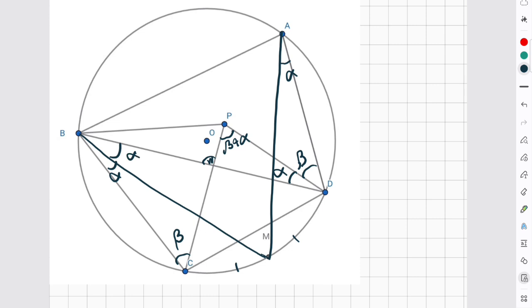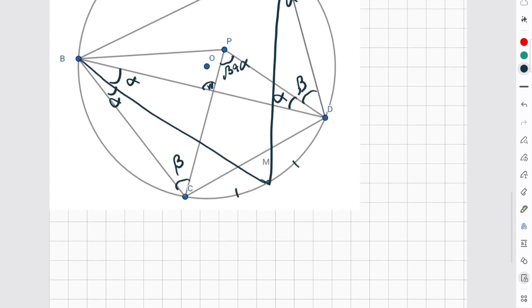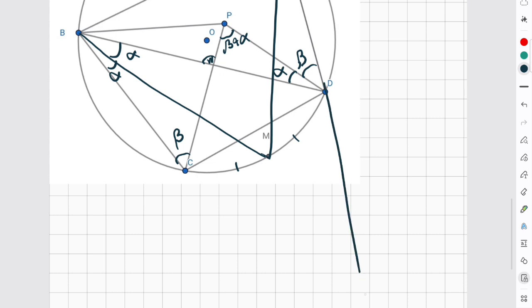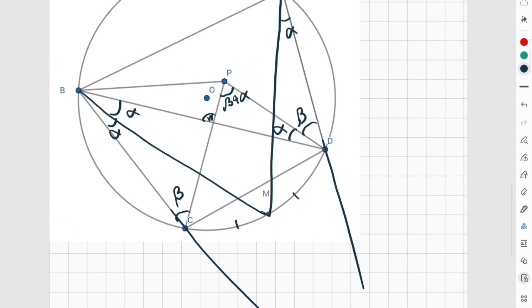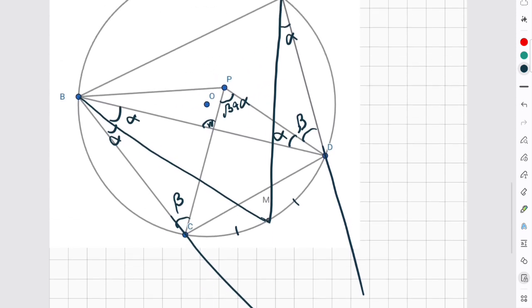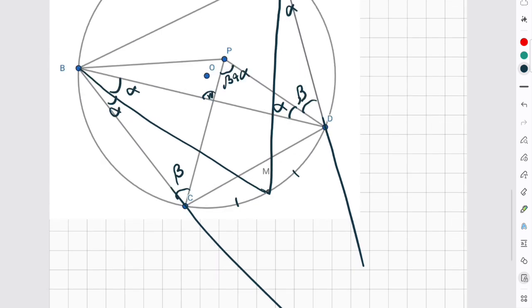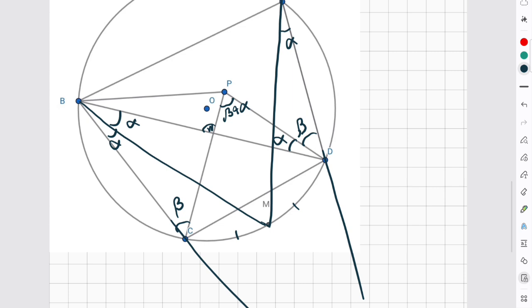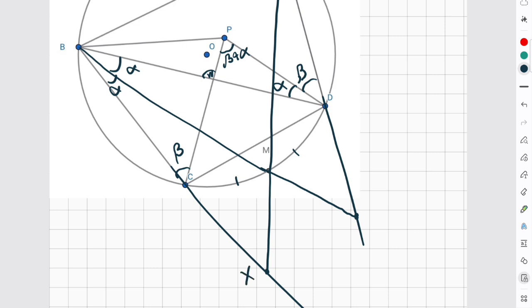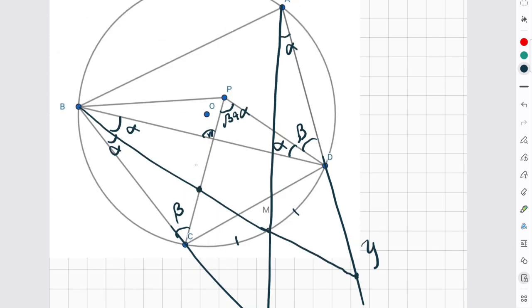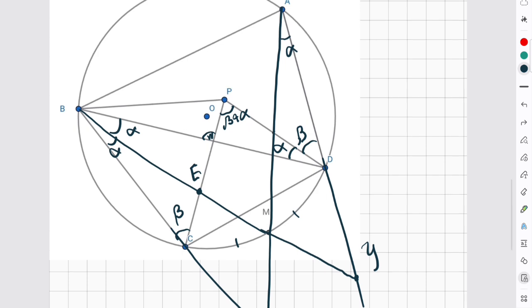Let's extend the lines BC and AD. And then let's extend the lines BM and AM as well. And let's also intersect them with the extensions of BC and AD, like this. Now let's call this point X and this point Y. Let's call this point here E and this point here F.